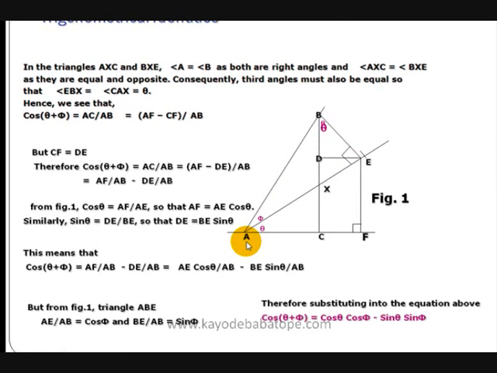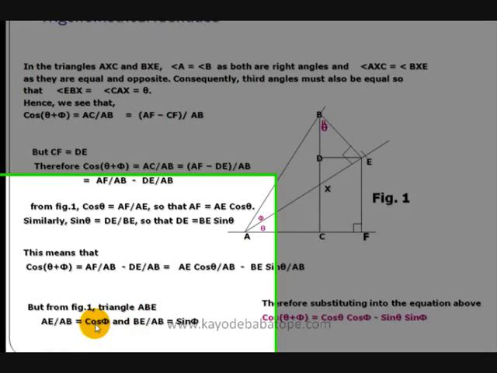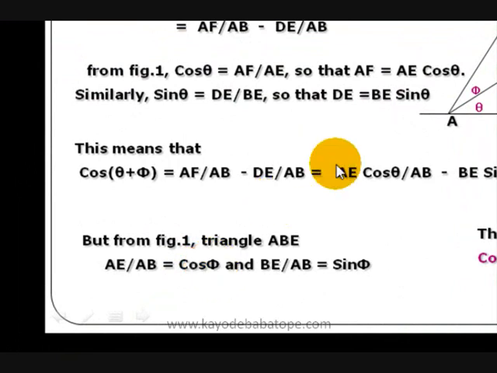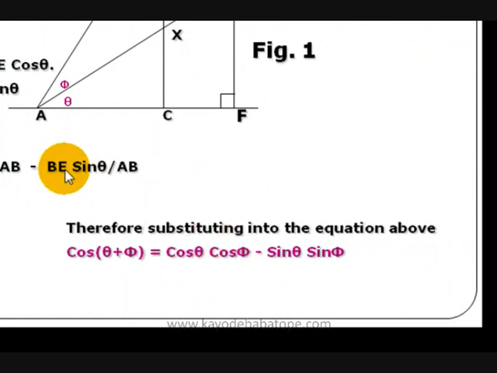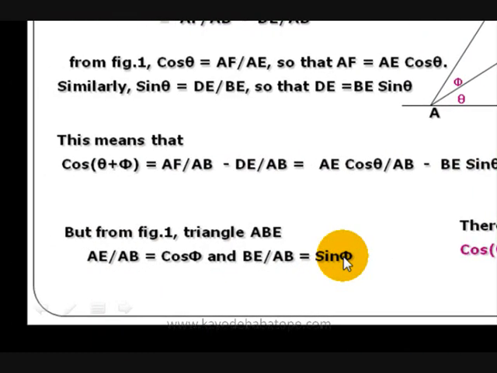Now, where does that take us? Therefore, if we substitute cos phi for AE over AB in this expression, you will be left with cos theta cos phi. Did you get that? You already have this expression, AE cos theta over AB. However, from here, AE over AB is equal to cos phi. So, you can remove AE over AB and put cos phi. What does that leave you with? It leaves you with cos theta cos phi. Also, you can replace BE over AB in this expression with sin phi, because you have found out that BE over AB equals sin phi.